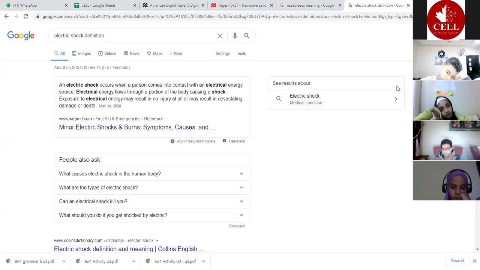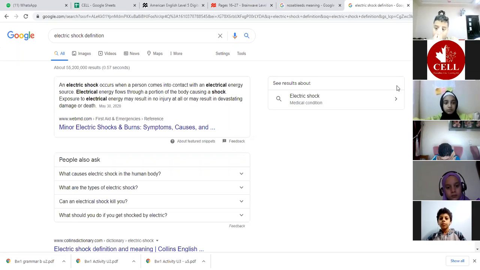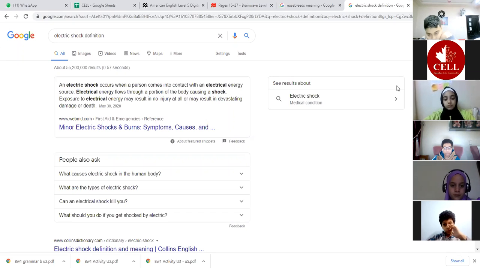But if you want to talk sophisticated, chic, nice English, instead of saying happens, we can say occurs. Instead of saying touches, we can say comes into contact. So instead of saying, for example, Salah touched the electricity, we can say Salah came into contact with the electrical energy source. Source means a source, energy source.